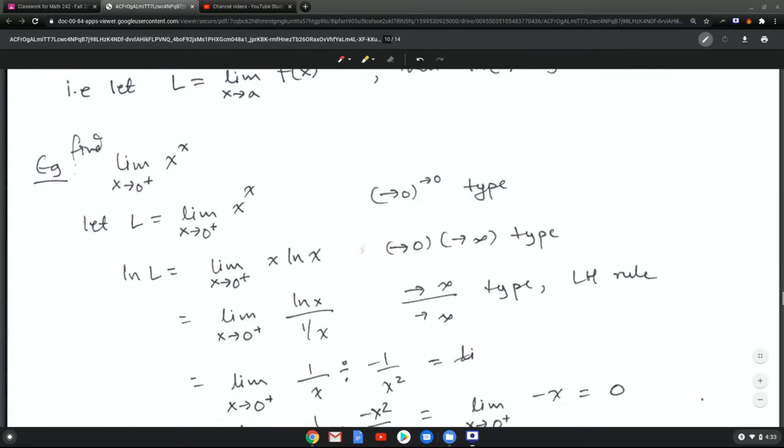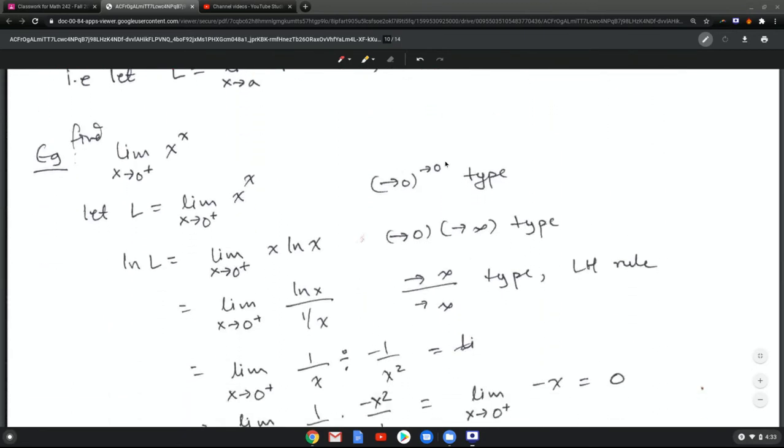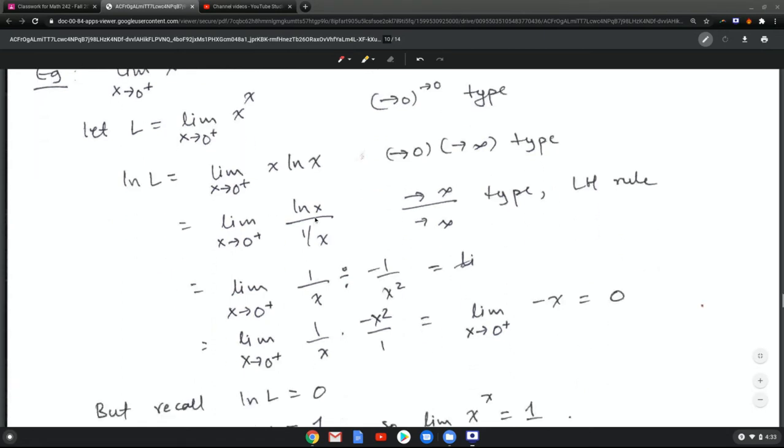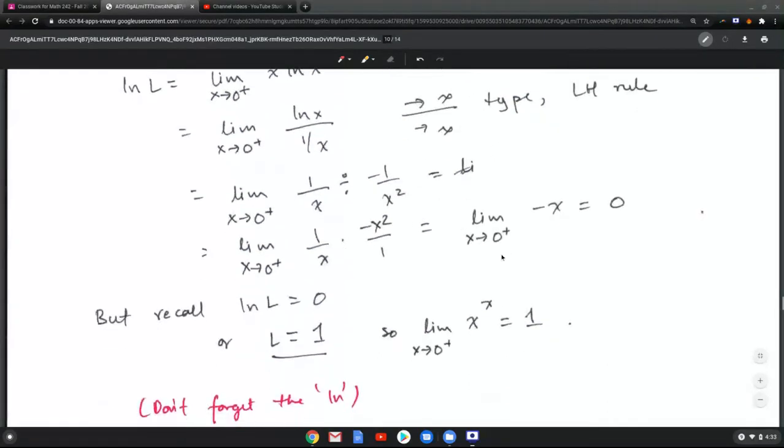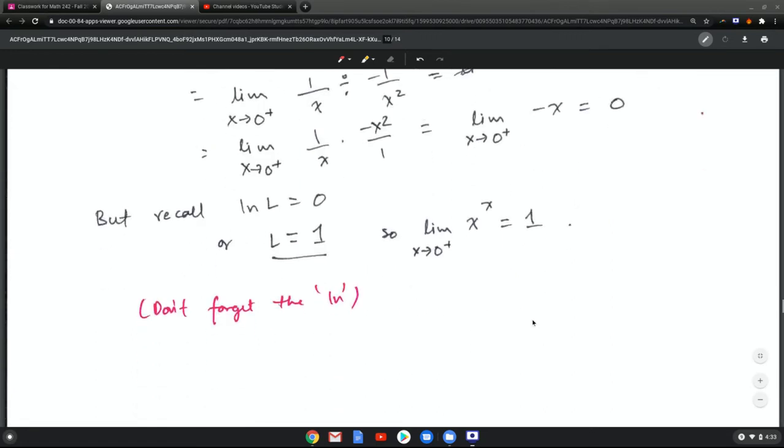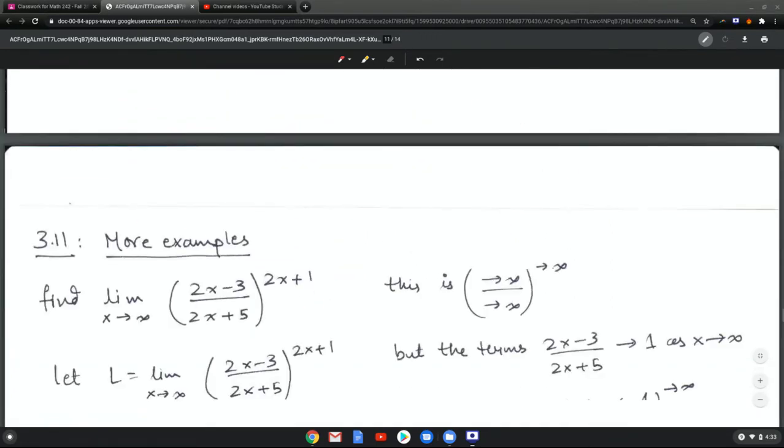Example, x to the power x. It's a 0 to the power 0 type. Take the log, I get x ln x, right? We've already looked at x ln x, so we change it to ln x over 1 over x, it becomes infinity by infinity. The limit comes out to be 0. But remember, this is not the final answer because that's the log of the limit. So the limit is 1. Okay, so don't forget the log part.